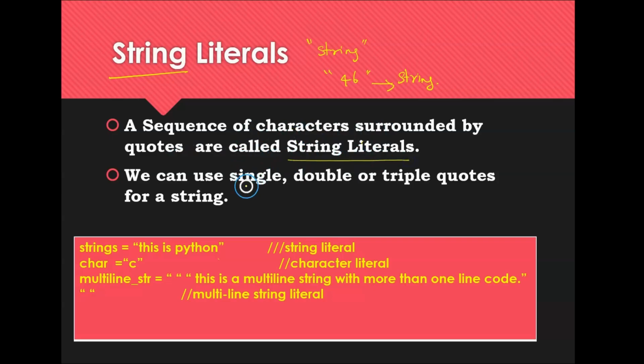Understand? So we can use single quotes, double quotes, or triple quotes for a string. All the time we will be using double quotes or single quotes only. See the example. Strings is equal to "This is Python". That's how we have written the string literal. And if you are writing only one character in the string, then it is called a character literal. Multi-line string literal means if you have more than one line, you are writing a multi-line literal.